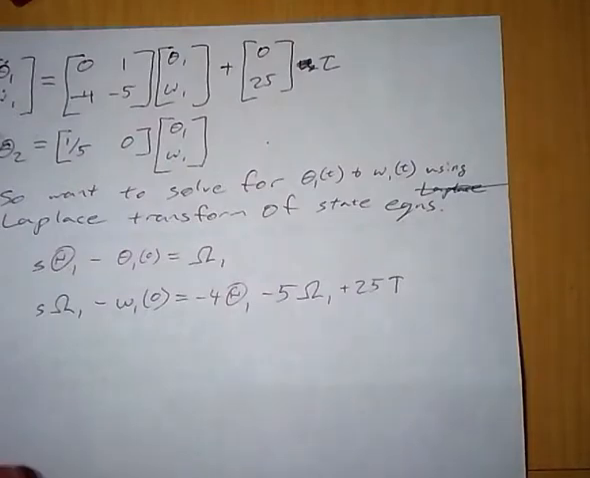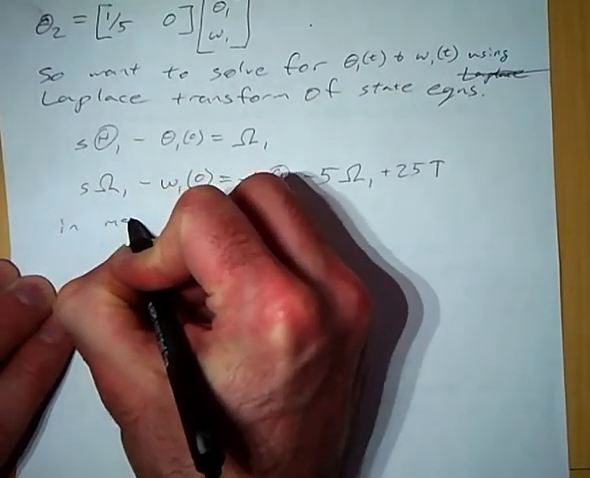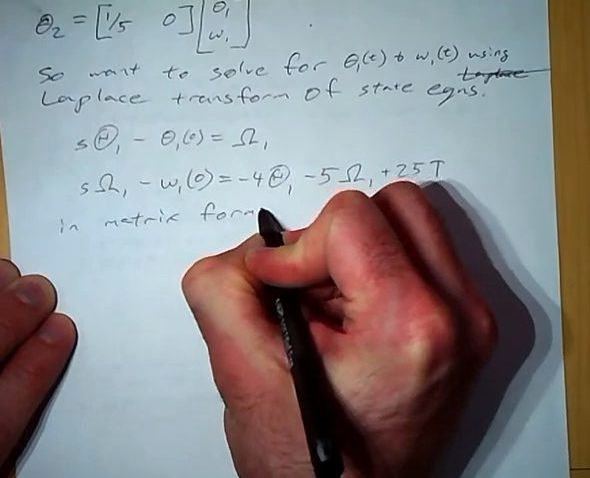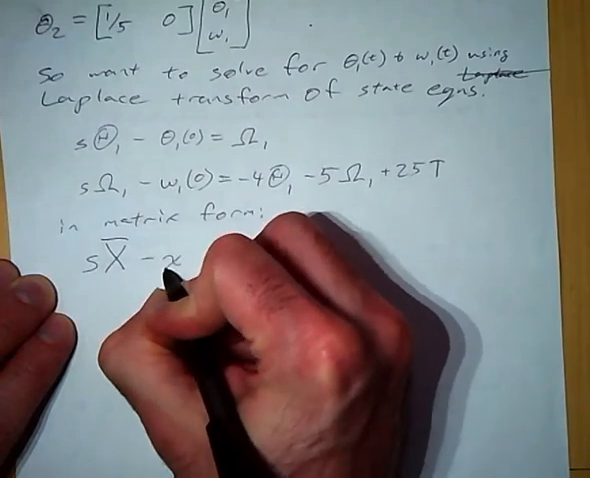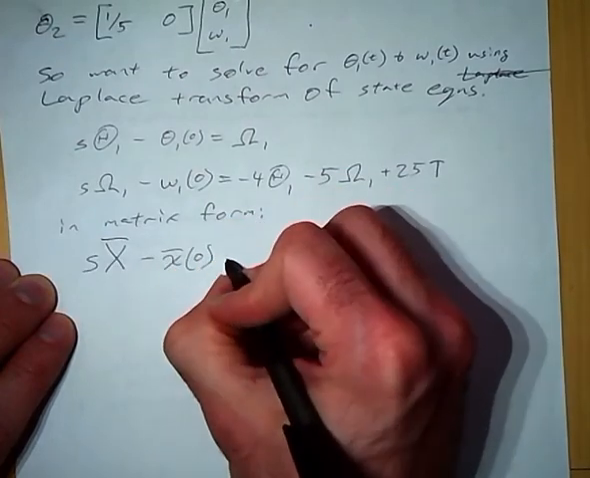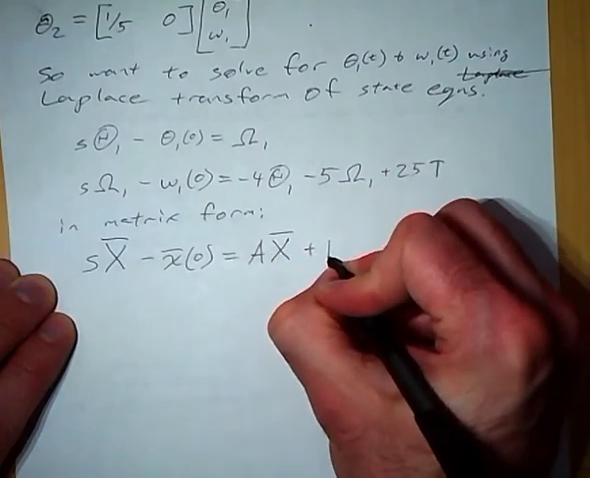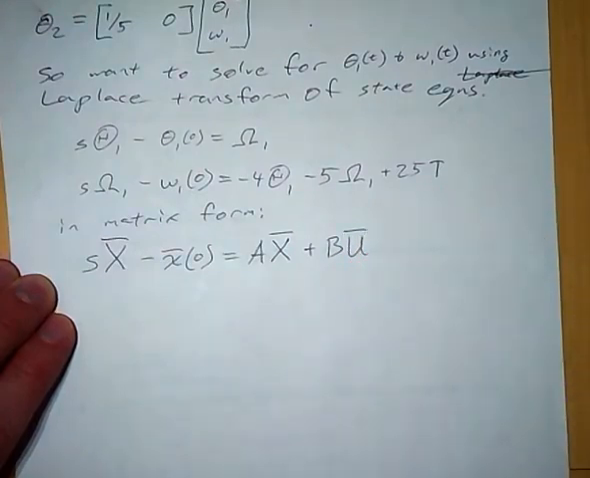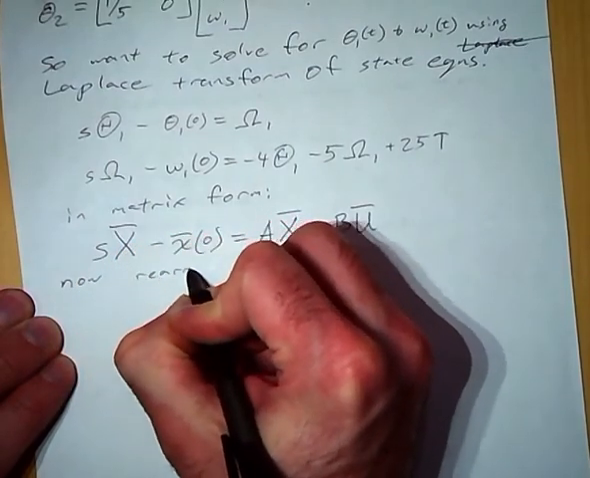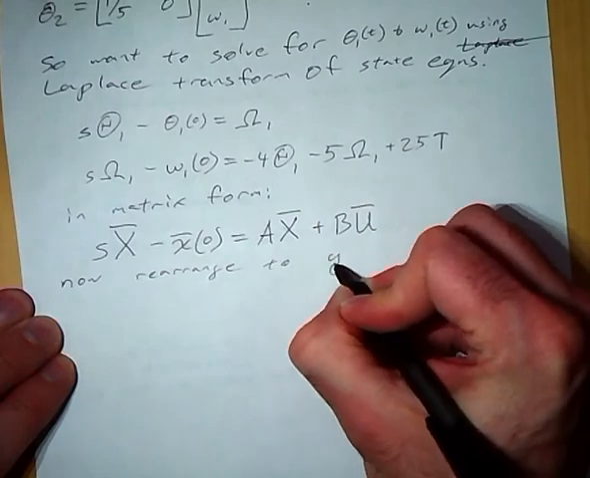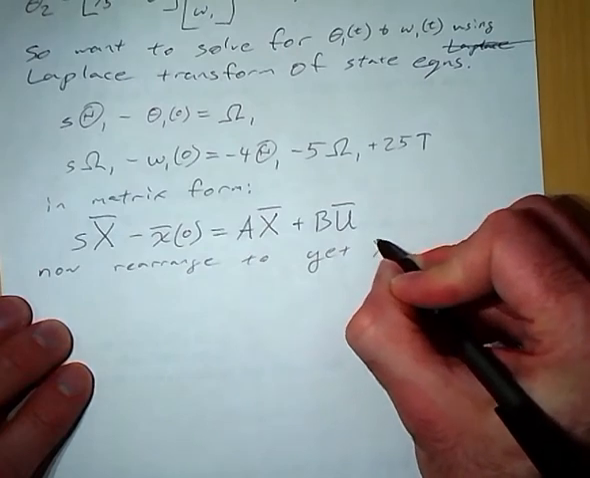And we could write this in matrix form. So in matrix form, this looks like S times the Laplace transform of our state vector minus the initial condition vector is equal to matrix A times the Laplace transform of our state vector plus matrix B times the Laplace transform of our input vector. So now we want to rearrange to get Laplace transform of our state vector, which is just capital X bar.